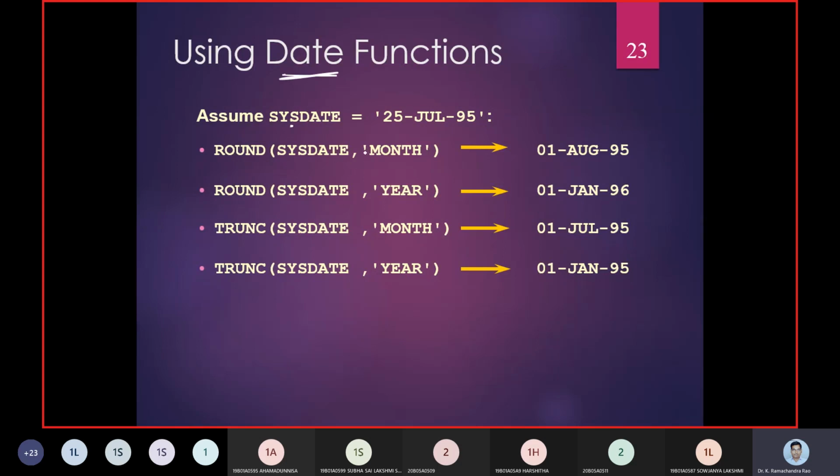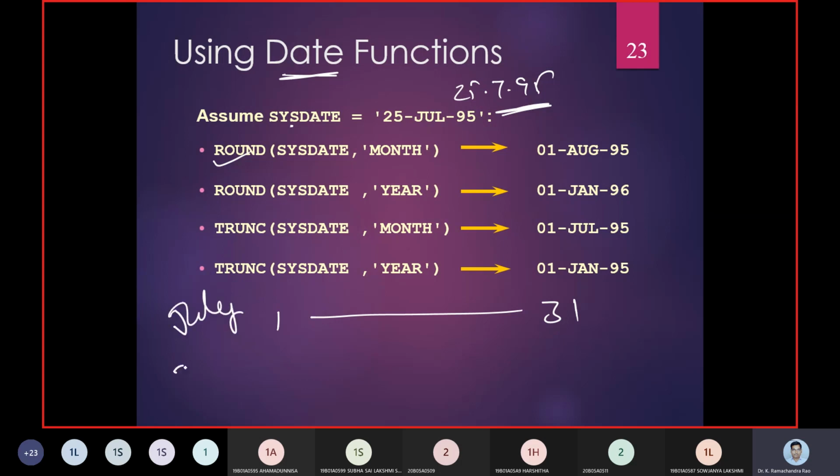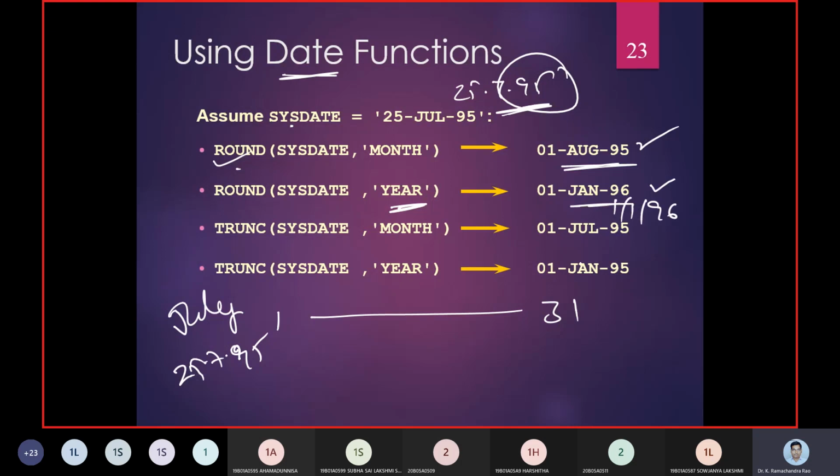So you can see here the 25th July 95 was here. Now if I make a round, the month of July goes from 1st to 31st. So with a round operation, it goes to the highest value, and moves to the next month, that is 1st August. Similarly for the year: it was 95, and it took it to 1st January 96. That is, January it is going to take.